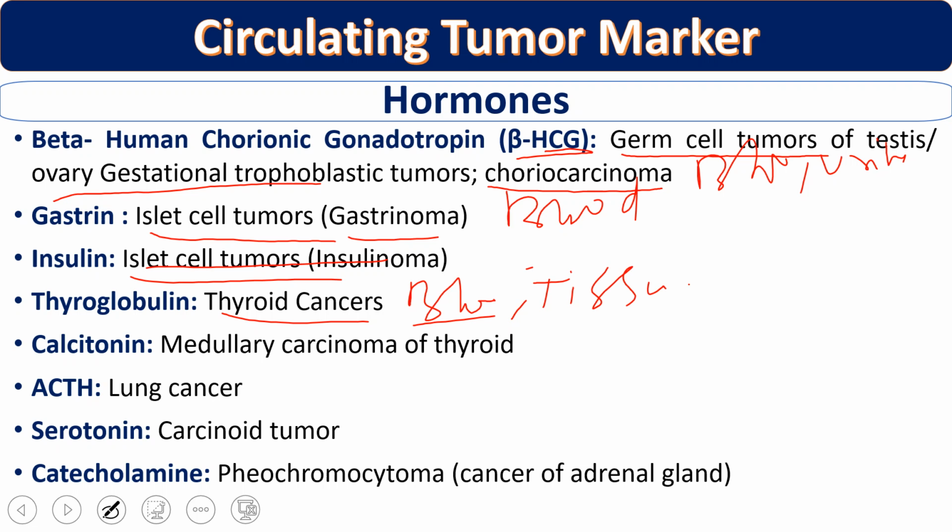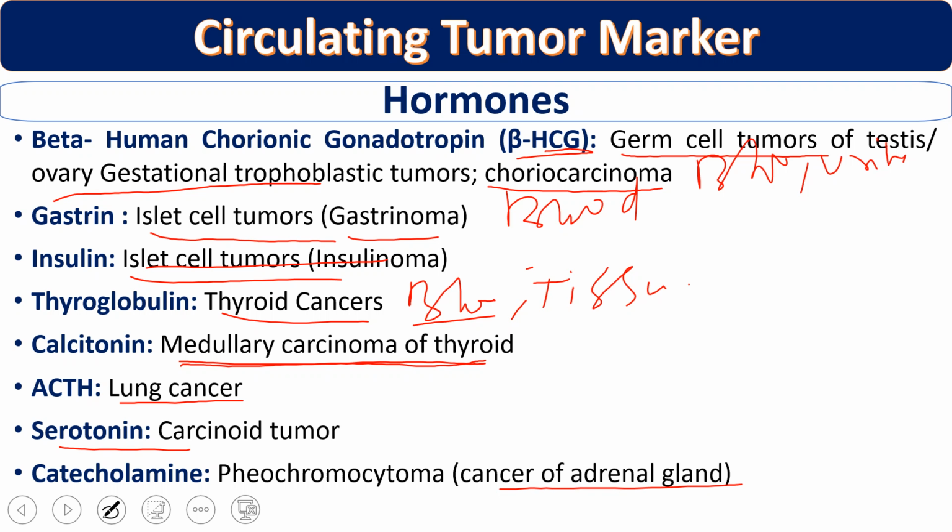Calcitonin. Calcitonin is a hormone normally going to regulate calcium level. So this is produced by cancer cells. It is going to be increased in case of medullary carcinoma of the thyroid. ACTH helps us in the detection of lung cancers. Serotonin helps us in the detection of carcinoid tumors. And catecholamines, which are of two types, epinephrine and norepinephrine, are going to give us information about pheochromocytoma, that is cancer of adrenal glands. So these are different hormones which work as different kinds of tumor markers.